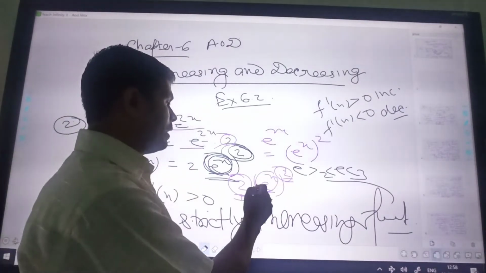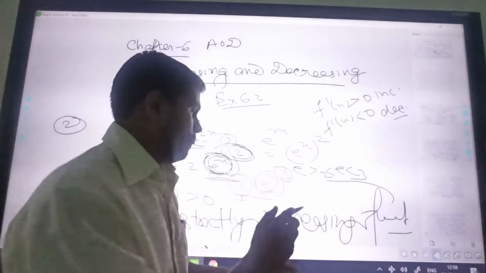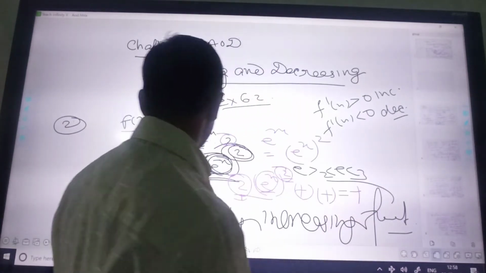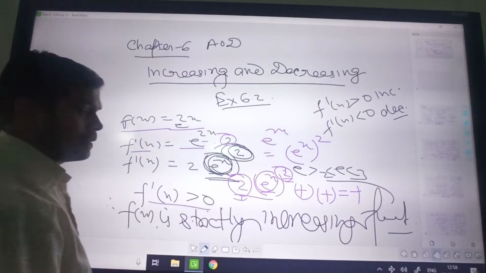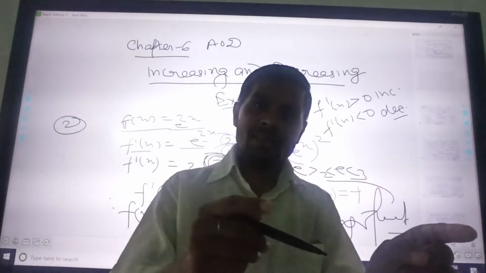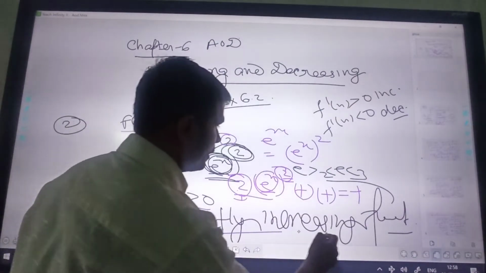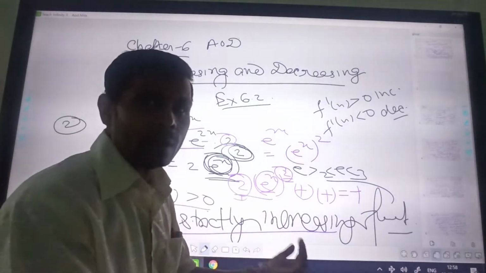So this one is positive and this one is positive. Both positive multiplied by positive gives us a positive result. So we can say f dash x is greater than 0. Since f dash x is greater than 0, we can easily say that the function is strictly increasing. So this is our result.